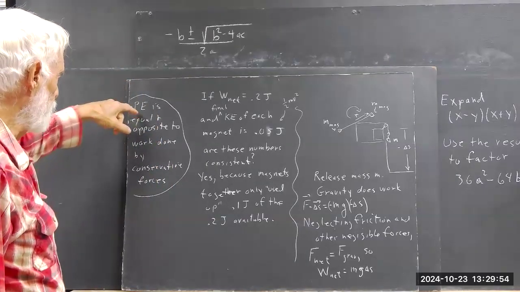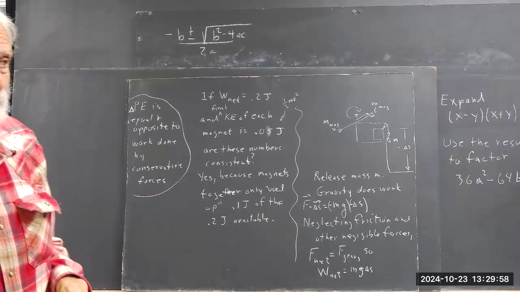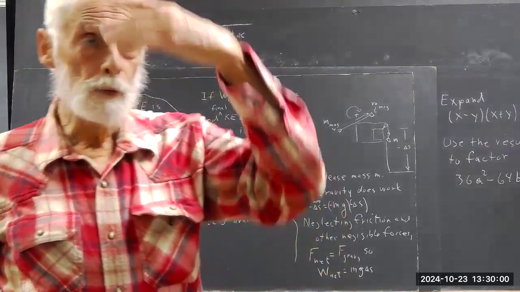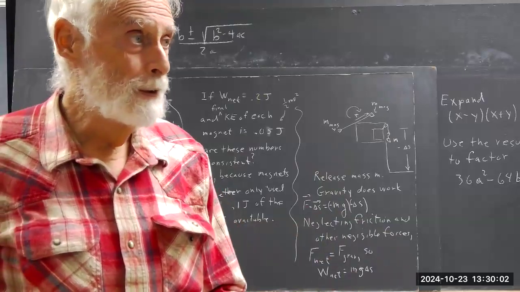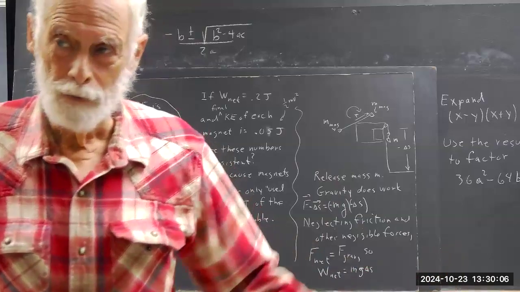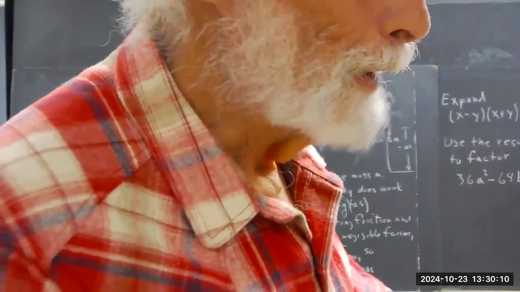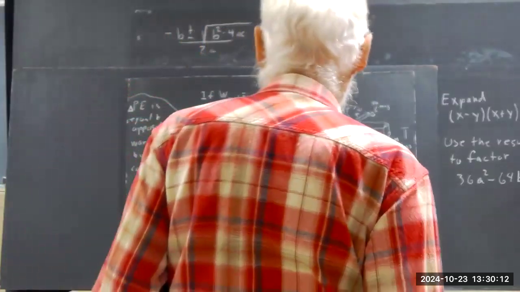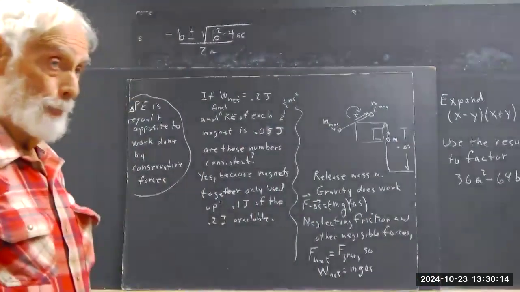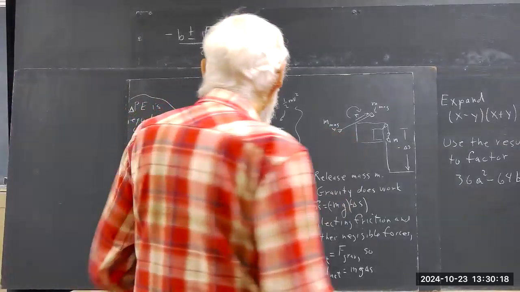Change in potential energy is equal and opposite to the work done by conservative forces. Tattoo that backwards on your forehead so every time you look in a mirror, you see it. Or do the equivalent if you don't have time to get tattooed. Okay? That's the definition I'm going to use for potential energy. Okay?